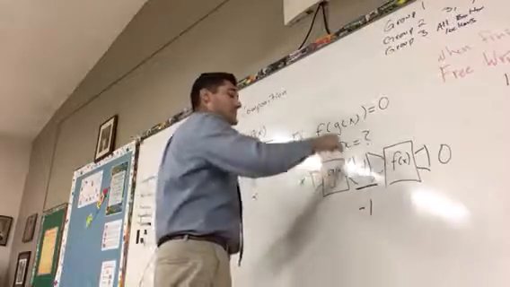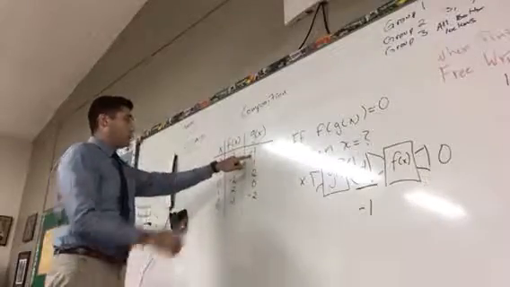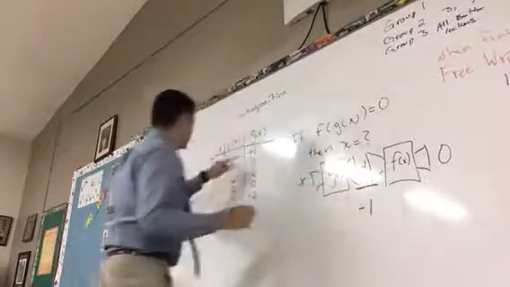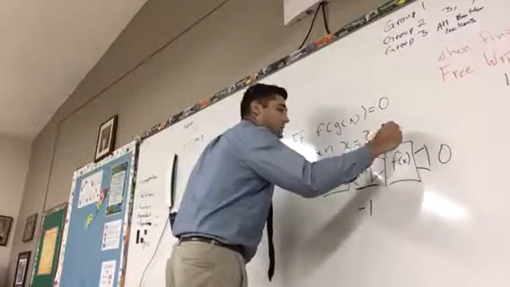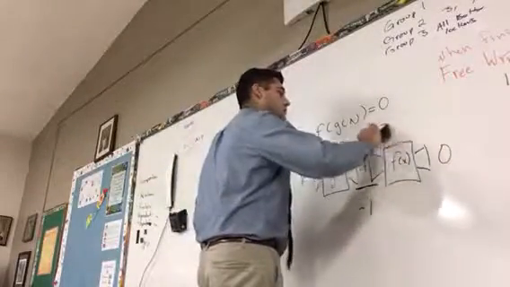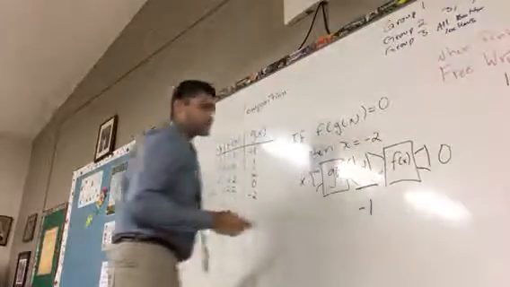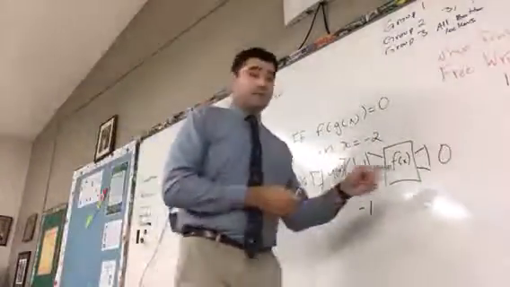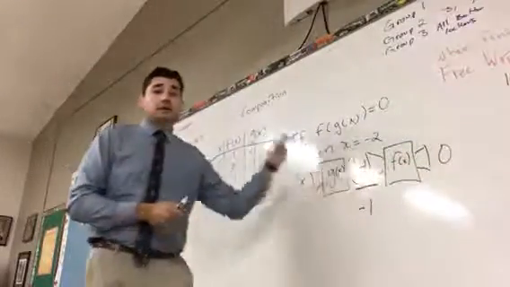If g of x is -1, then this x, the independent variable of g of x, would be -2. So in this case, x is equal to -2. And we were able to do this by taking the dependent variable and retracing our steps.